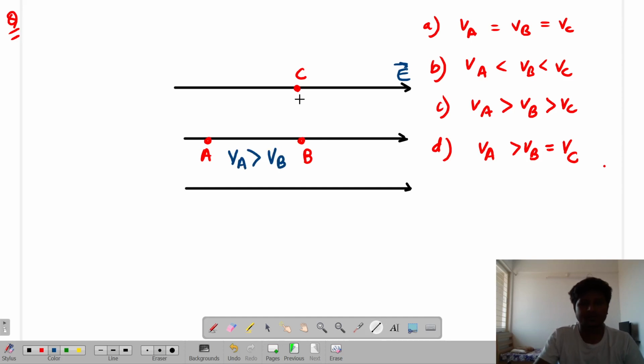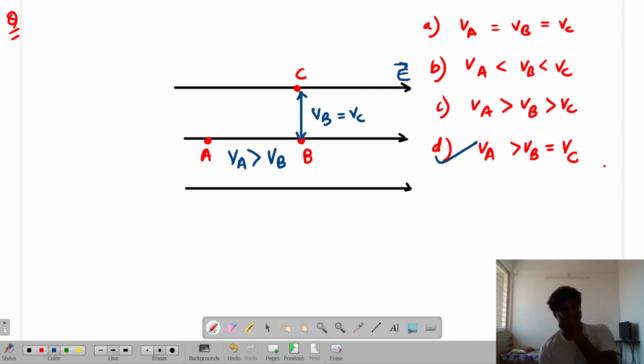In the direction opposite, meaning perpendicular to the direction of electric field, the potential remains the same. So V of B is equal to V of C. Option D is correct, no? V of A will be more than V of B, which is equal to V of C. Are you able to get me or not? That's your answer. Remember like this way always.